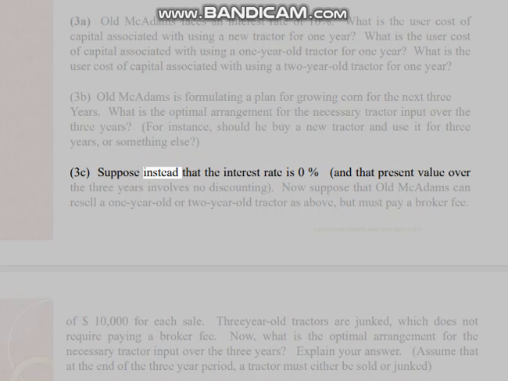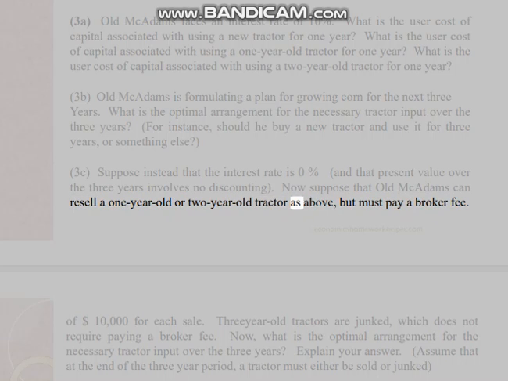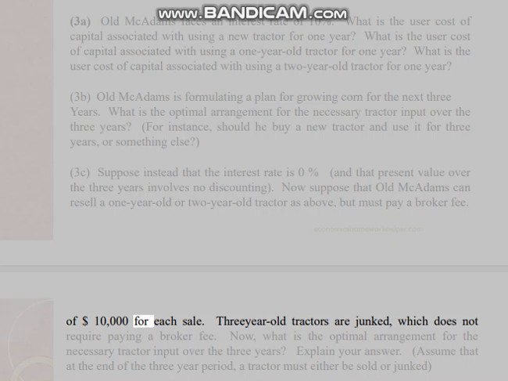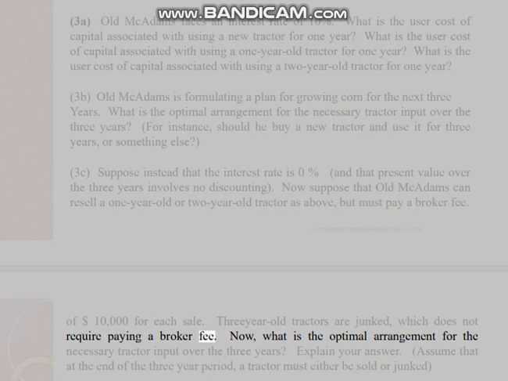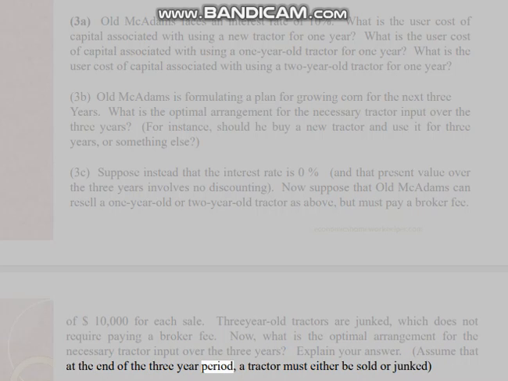3C. Suppose instead that the interest rate is 0%, and that present value over the 3 years involves no discounting. Now suppose that old McAdams can resell a 1 year old or 2 year old tractor as above, but must pay a broker fee of $10,000 for each sale. 3 year old tractors are junked, which does not require paying a broker fee. Now, what is the optimal arrangement for the necessary tractor input over the 3 years? Explain your answer. Assume that at the end of the 3-year period, a tractor must either be sold or junked.